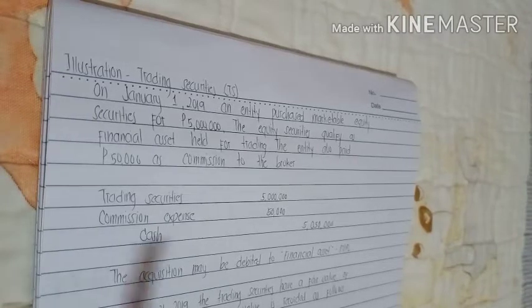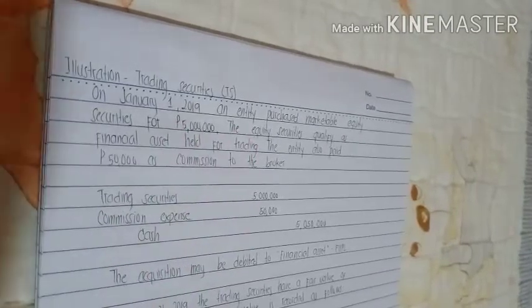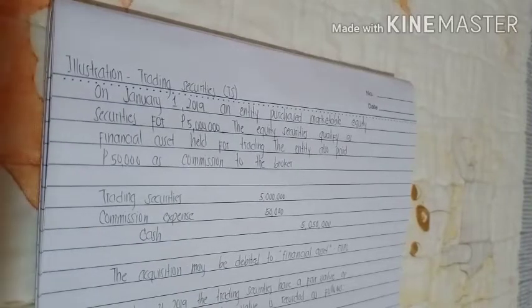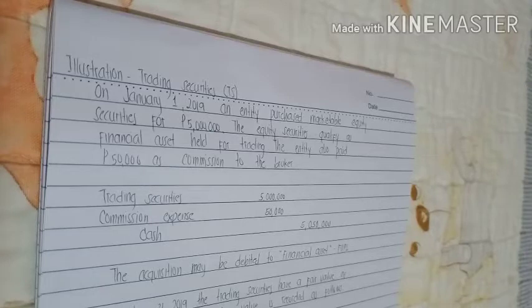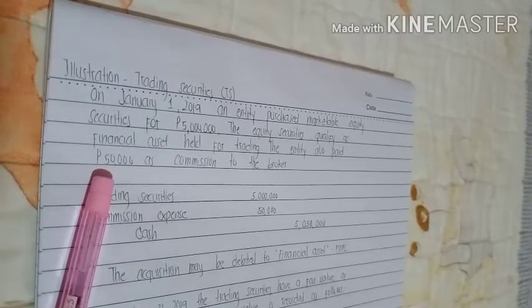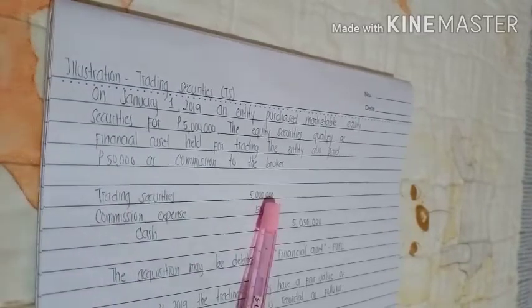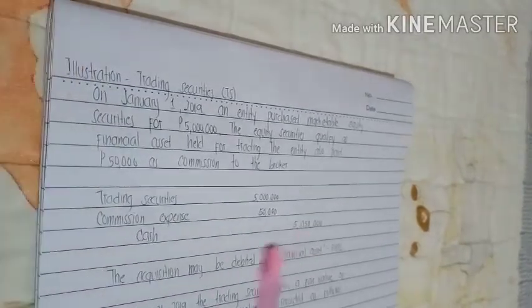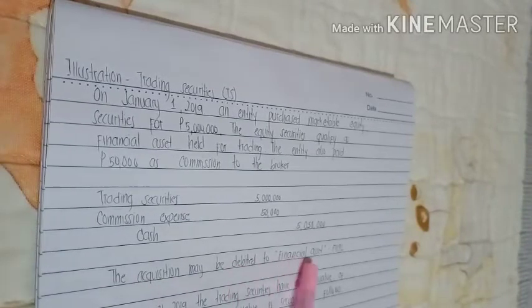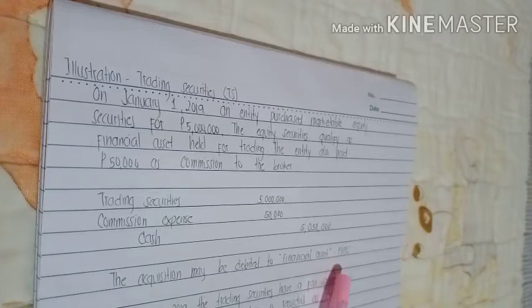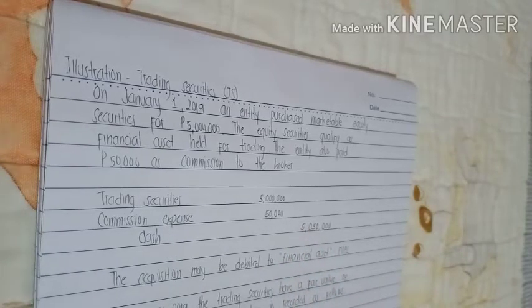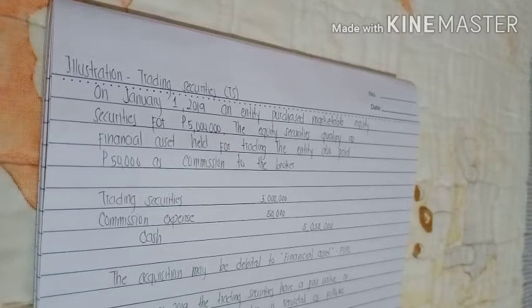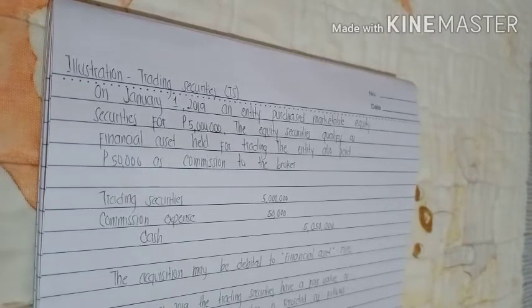Illustration: Trading securities. On January 1, 2019, an entity purchased marketable equity securities for $5 million. The equity securities qualify as financial asset held for trading. The entity also paid $50,000 as commission to the broker. So we debit trading securities for $5 million and commission expense for $50,000, and we credit cash for $5,050,000. The acquisition may be debited to financial asset at FVPL. FVPL means that the financial asset is measured at fair value through profit or loss. We also observe na ang commission paid sa broker kay wala gi-capitalize as cost of the investment pero gitreat siya as outright expense.